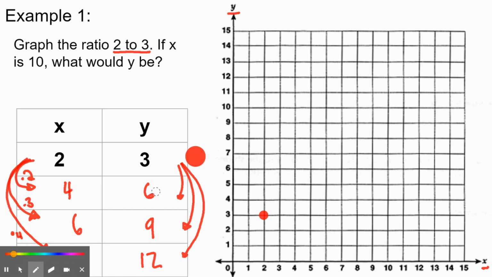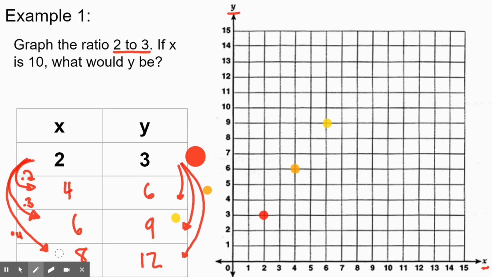The next one is going to be 4 and 6. So we're going to go to 4. Then we're going to go up to 6. The next one is going to be at 6 and 9. So we're going to go over to 6. And then all the way up to 9.